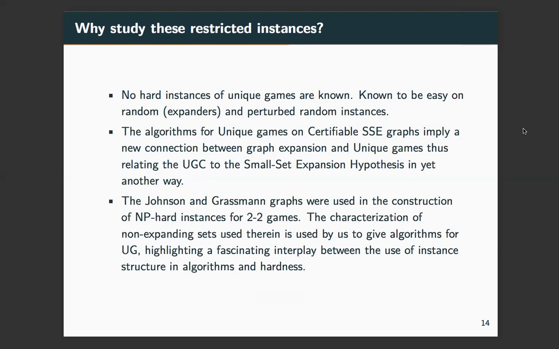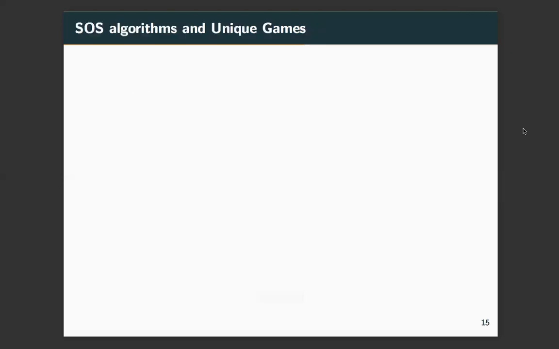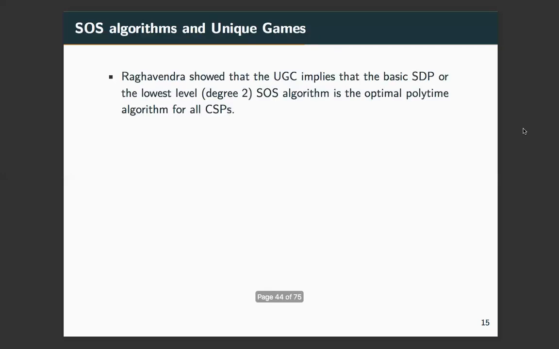Furthermore, the Johnson and Grassmann graphs were used in the construction of NP-hard instances for 2-to-2 games. The characterization of non-expanding sets that they proved is used by us to give algorithms for UG, highlighting a fascinating interplay between the use of instance structure in algorithms and hardness. So what is the relation between SOS algorithms and the unique games problem?